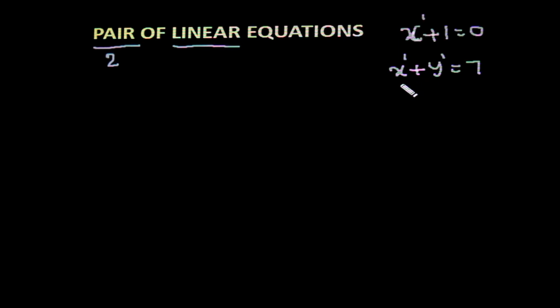First degree, and here there are two variables, therefore it is called a linear equation in two variables. Equation means there will be an equal to sign. To understand this pair of linear equations, what is the use of these equations? With an example.